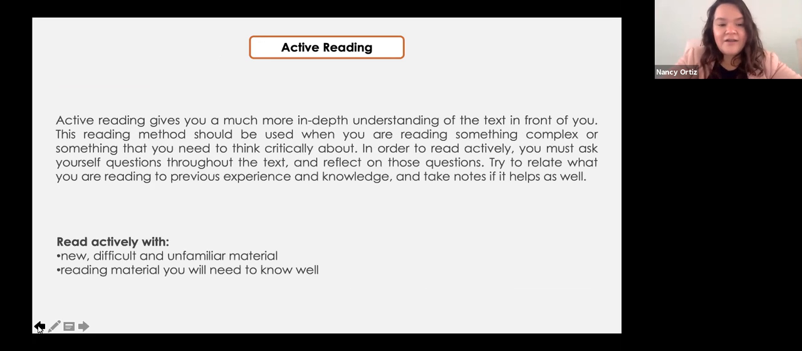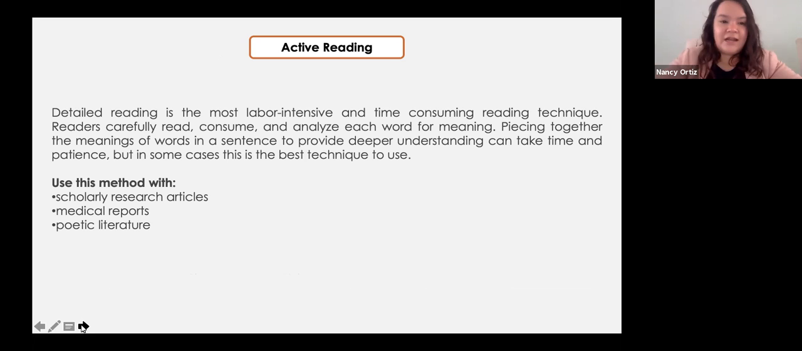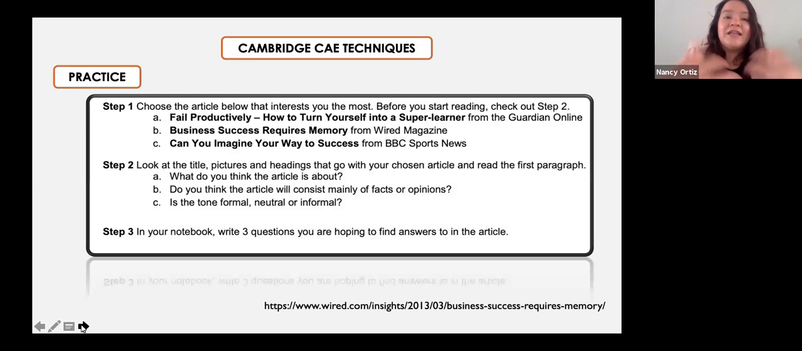Okay, these are very briefly the reading techniques you can use. What is the one you can use for the exam? A mix of all of them. Sometimes you scan, then you skim, etc. But the suggestion that I find most useful is what comes directly from the Cambridge preparation CAE techniques.